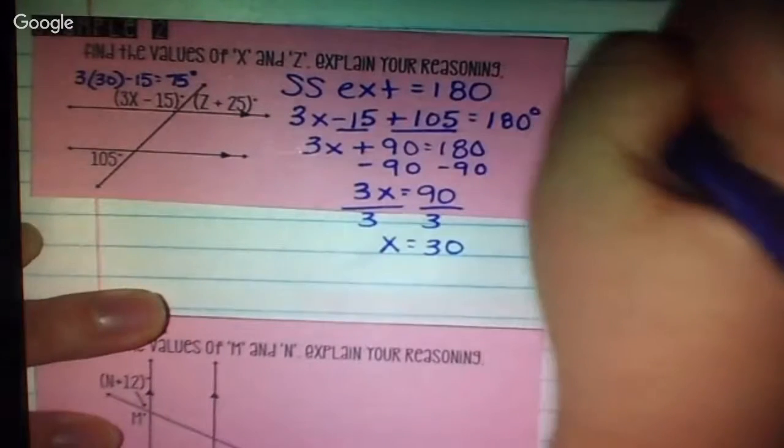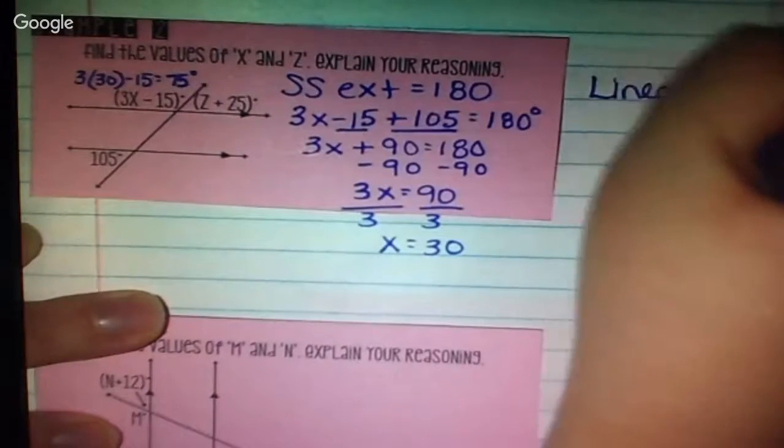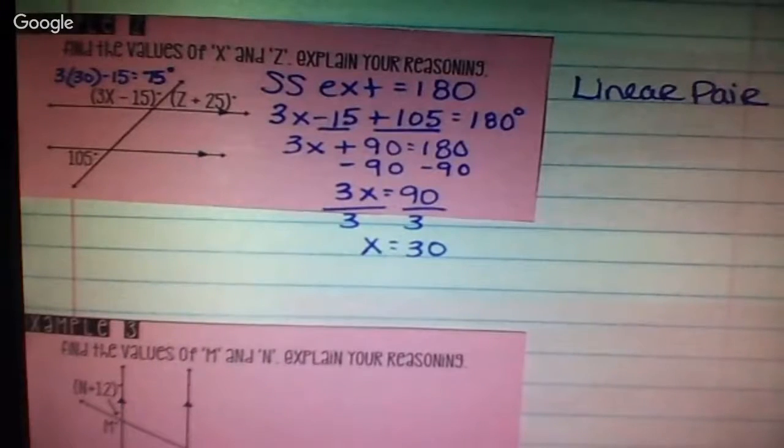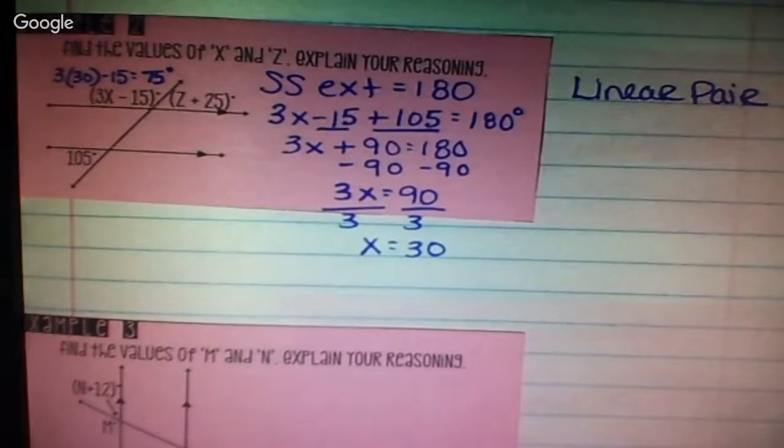Couldn't you solve the other way too? Like across? Like z plus 25 equals 105. Rebecca also took this a step farther. 105 and z plus 25 are what type of angles? Exterior. They're alternate exterior angles. So you could have also taken that way.